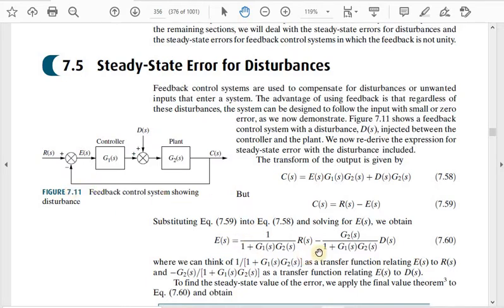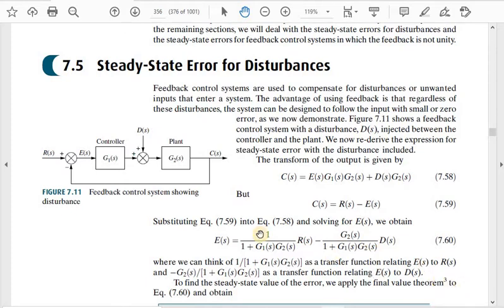So you will get these transfer functions, and from here you can write the error output in terms of input R of s and disturbances. Now this is a transfer function, 1 divided by 1 plus G1 G2, that relates error and input. Similarly, we have minus G2 divided by 1 plus G1 G2 that relates error and disturbances.